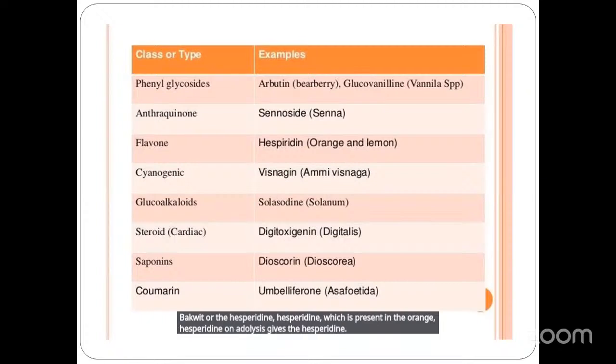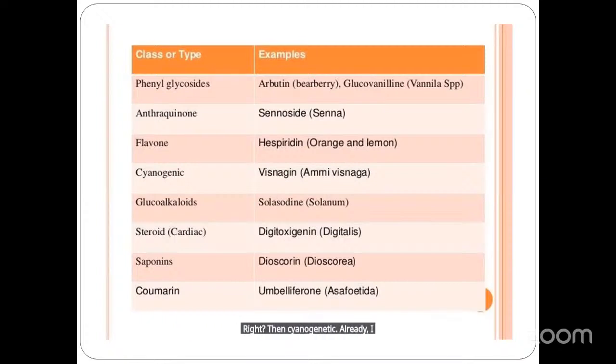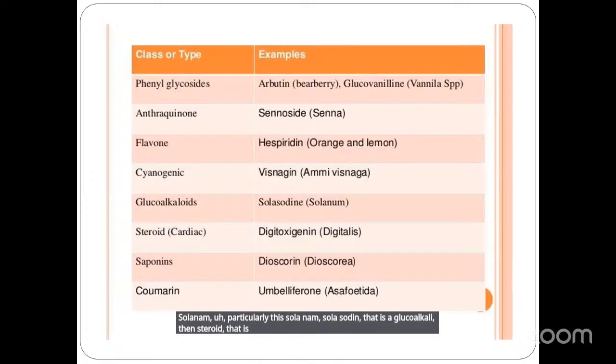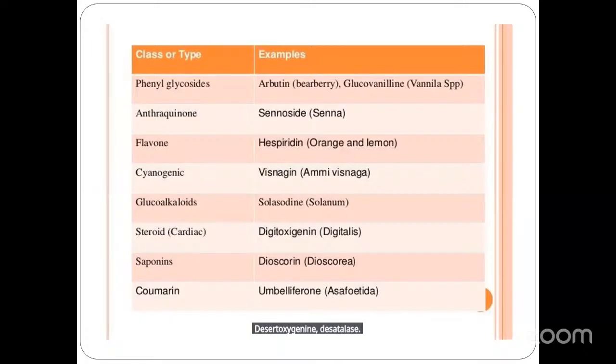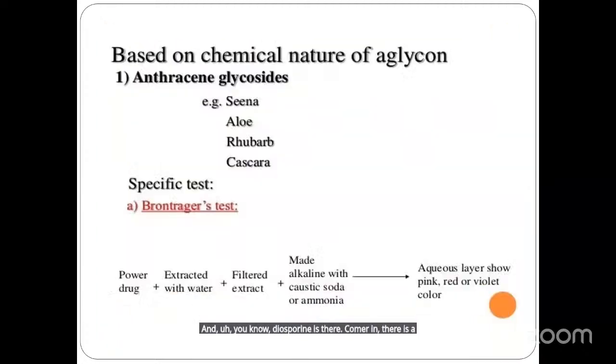Then cyanogenetic. Already I told you that it is chemically coumarin, visnagin, ammivisnaga, glucoalkaloid. In that there is solanum, particularly solasodine, that is a glucoalkaloid. Then steroid, that is a cardiac glycoside. Already we have discussed digitoxygenin, digitalis. Now, saponin, there is diasporin. Coumarin, there is particularly umbelliferone, asafoetida.